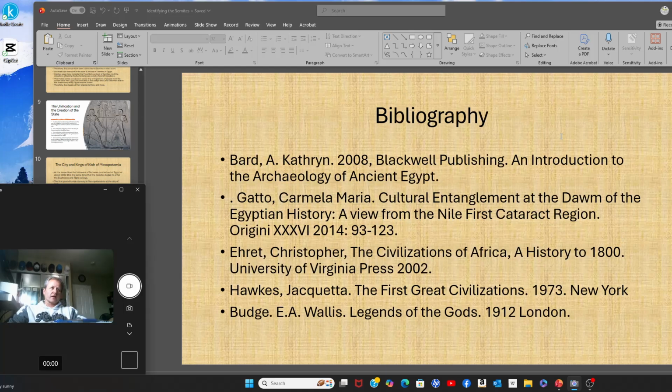Alright, that gives us an idea of the earliest Semites and who they are and where they came from. Here's the bibliography: Catherine Bard, Introduction to the Archaeology of Egypt; Gatto, Cultural Entanglement at the Dawn of Egyptian Civil History; Erit, The Civilizations of Africa; Hawkes, The First Great Civilizations; Budge, Legends of the Gods.